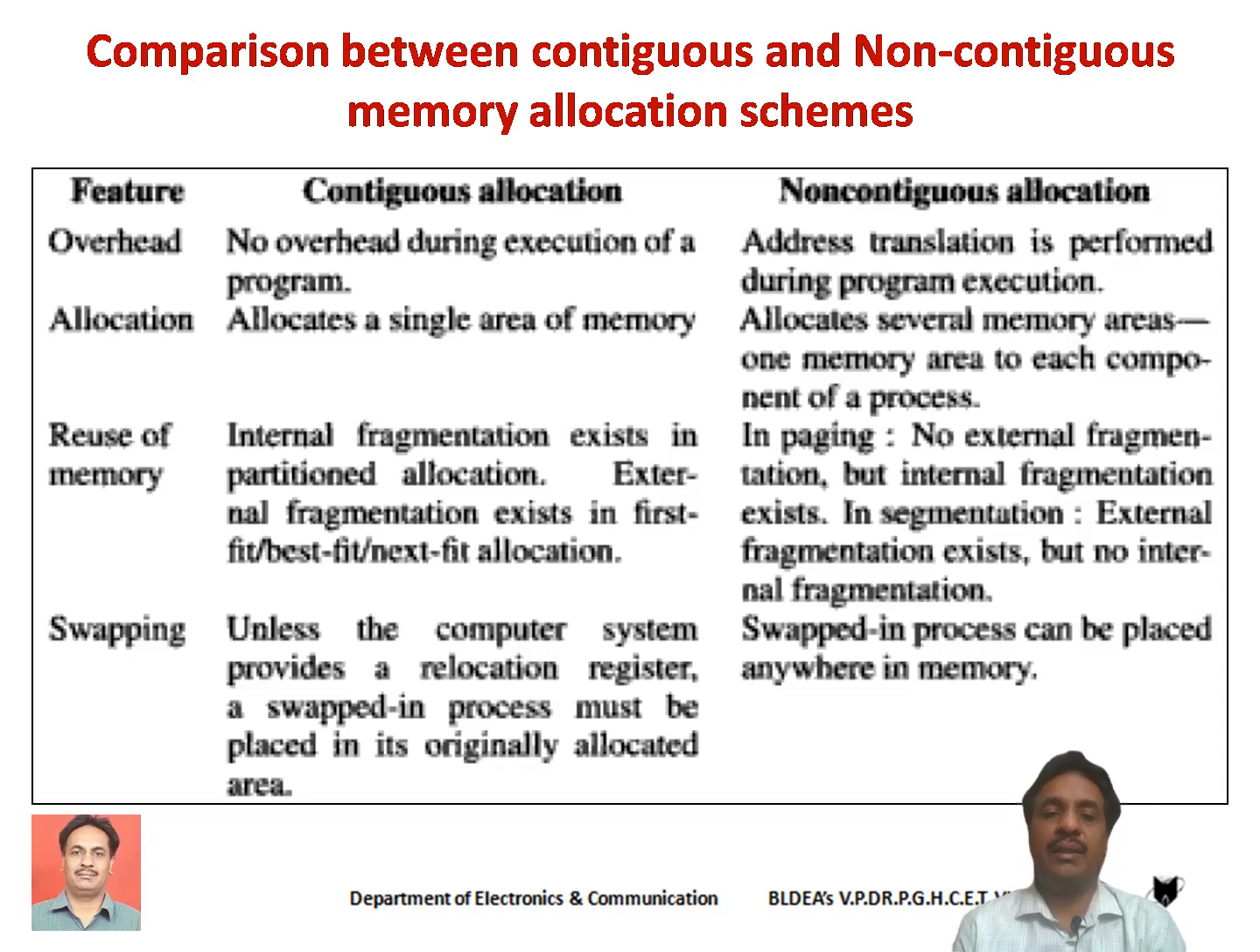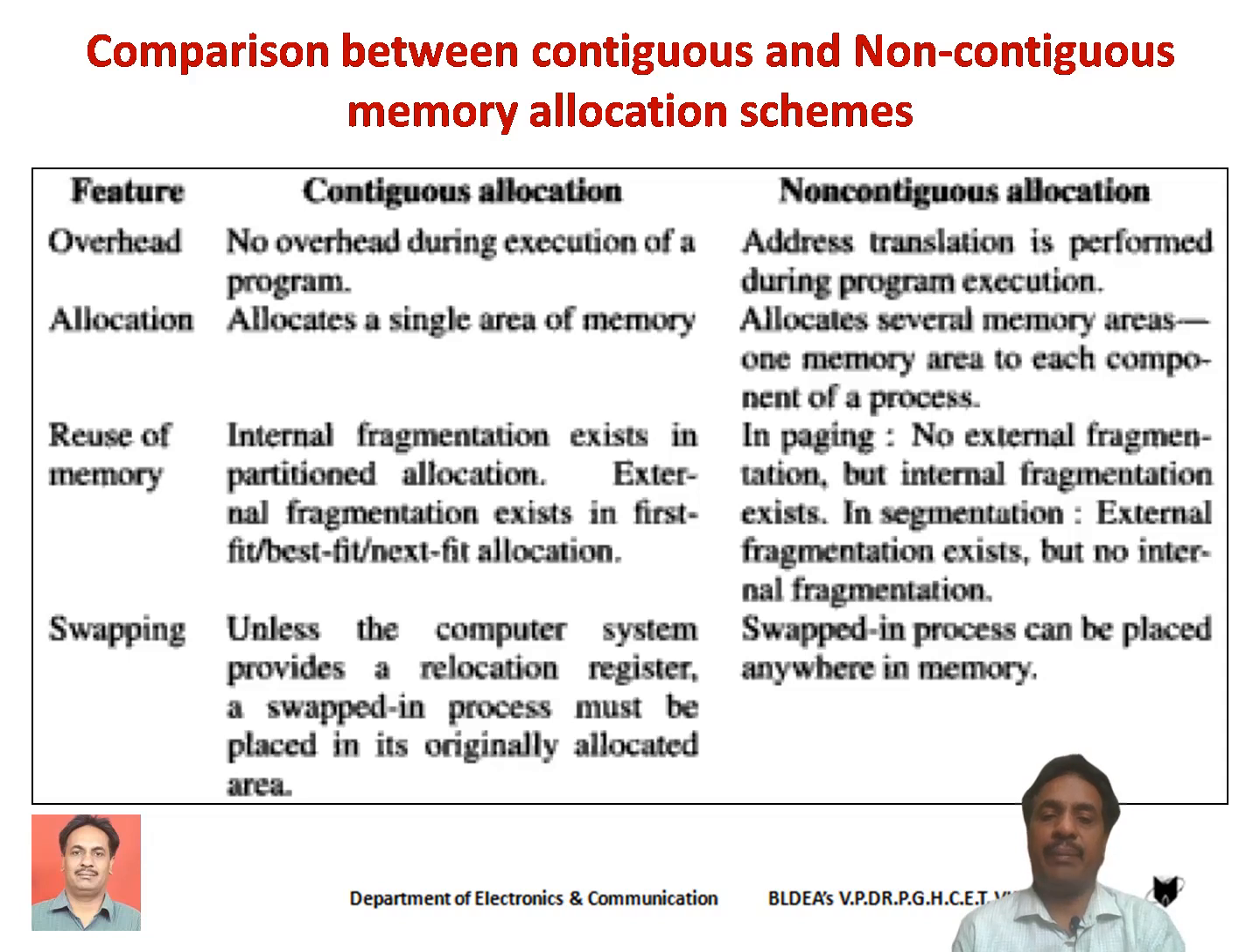The contiguous allocation scheme suffers from internal fragmentation. However, in the non-contiguous allocation scheme, paging suffers from internal fragmentation, but there will be no external fragmentation in paging. But in segmentation, external fragmentation exists, but no internal fragmentation.